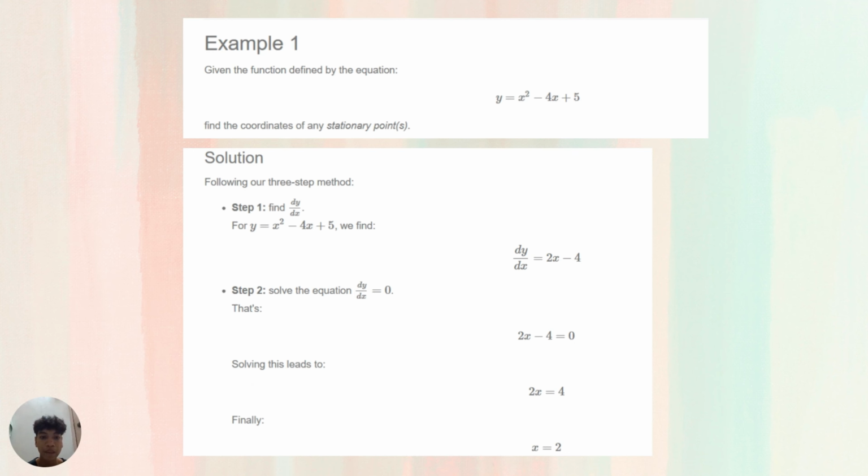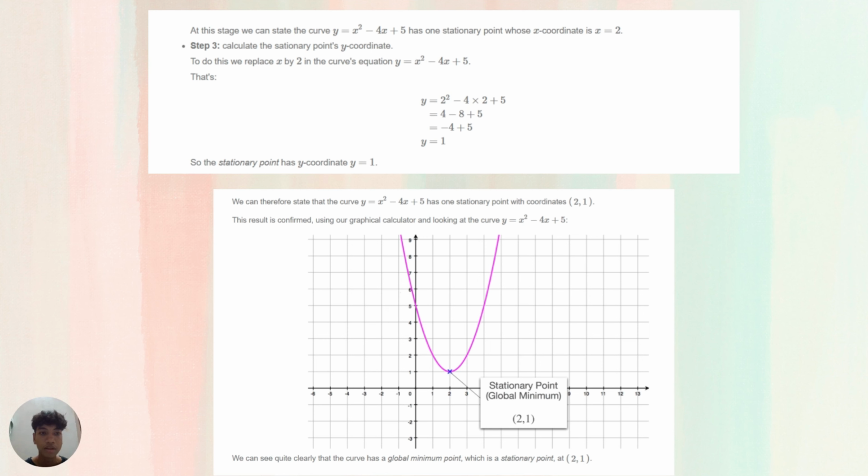Second step, we need to find the x. We need to move negative 4 to the other side. Then we just divide by the number 2 from the x. At this stage, you can state that the curve y equals x to the power of 2 minus 4x plus 5 has one stationary point whose x coordinate is x equals 2.